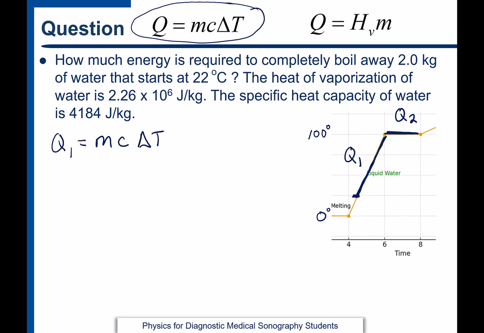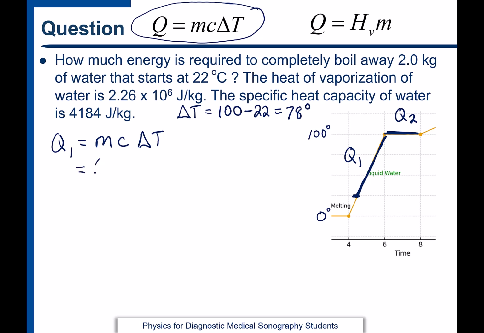And again, let's just look at delta T. Notice that the final temperature is 100. So final minus initial, which is 22. And you'll notice that what we get is delta T is 78 degrees. So that's what we're going to want to plug in for delta T.